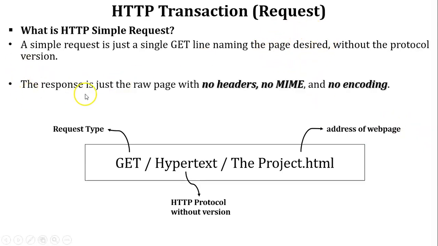Next, the response is just the raw page with no header, no MIME and no encoding. In the previous slide we saw the HTTP message request format. In that format, a header is there. So whenever an HTTP simple request is sent from client to server, at that time there is no header.